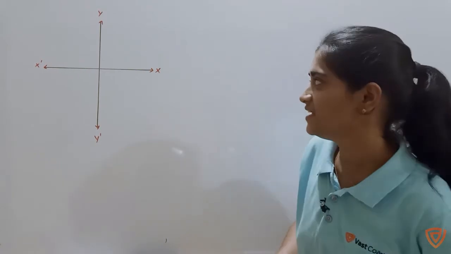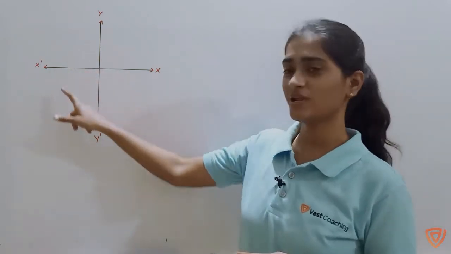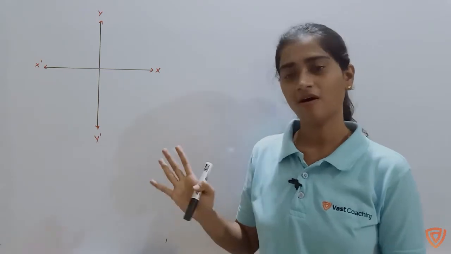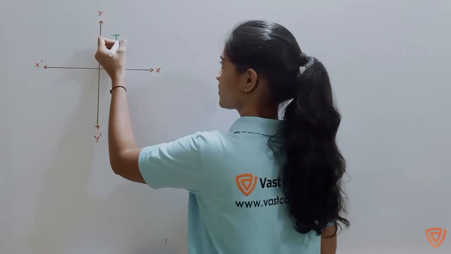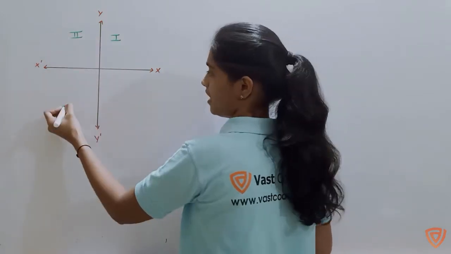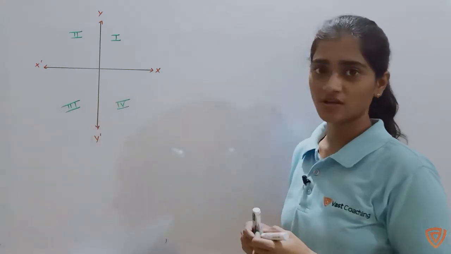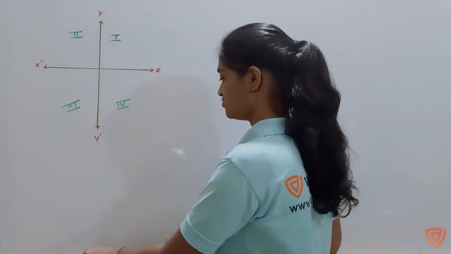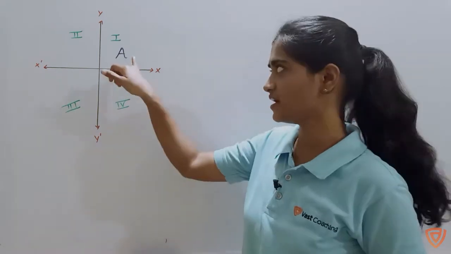Now let us see in which respective quadrant the trigonometric ratios are positive. Usually we take an angle from the positive x-axis in the anti-clockwise direction. So this is our first quadrant, this is second, this is third, and this is our fourth quadrant, right? In the first quadrant, all the trigonometric ratios are positive. So we can just write A.